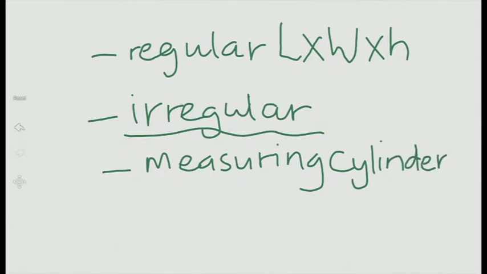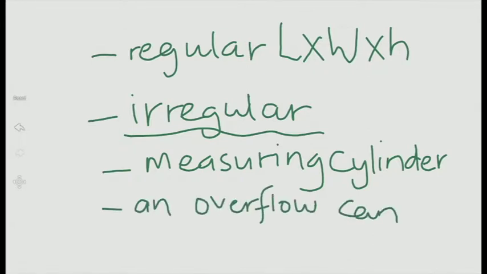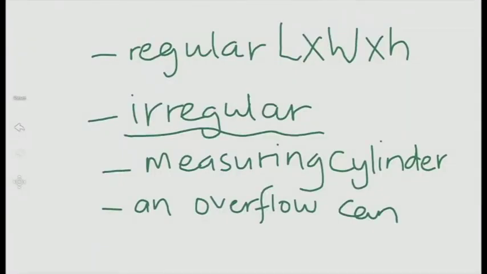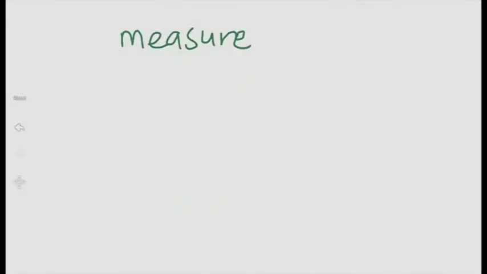Or you can use what is called an overflow can. Remember I said everything has a what? A volume. Now, irregular objects, you can measure them by using one of these two things here, a measuring cylinder or an overflow can. When using a measuring cylinder, it's so simple because a measuring cylinder has some measurements.